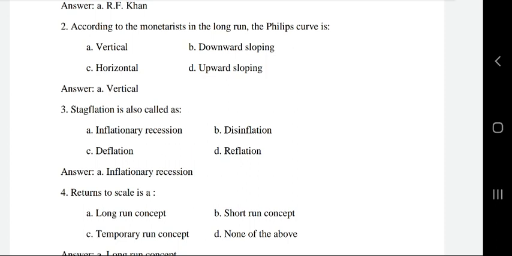Disinflation is a situation in which the inflation rate is falling. But deflation is a fall in the overall level of prices in an economy and an increase in the purchasing power of the currency. And reflation is an act of stimulating the economy by reducing taxes or by increasing the money supply. So, here stagflation is also called inflationary recession. Then question number 4.